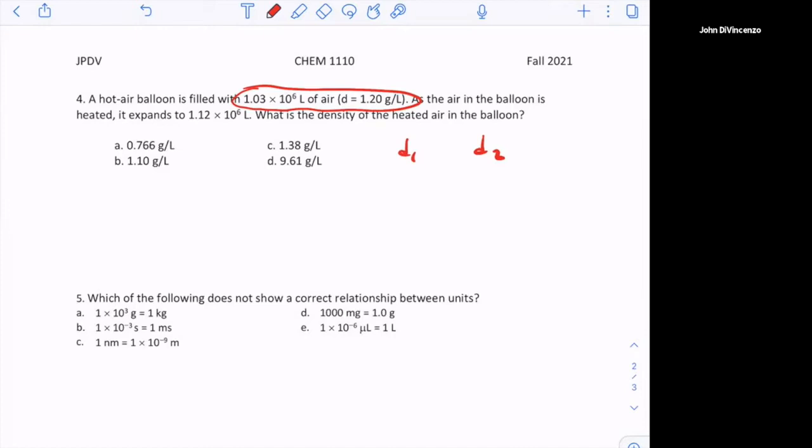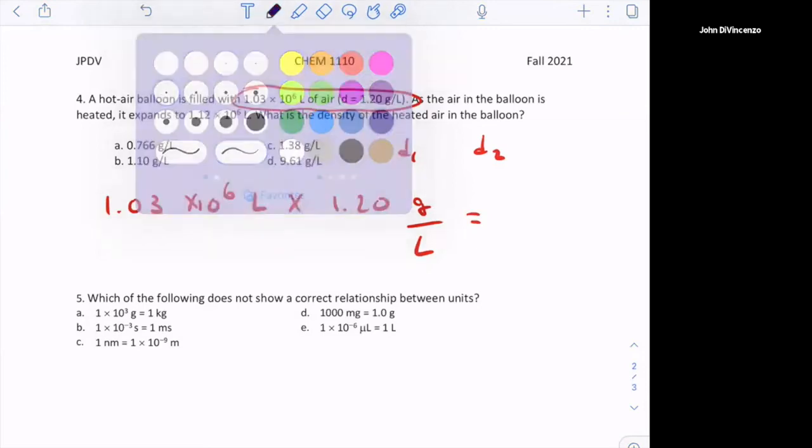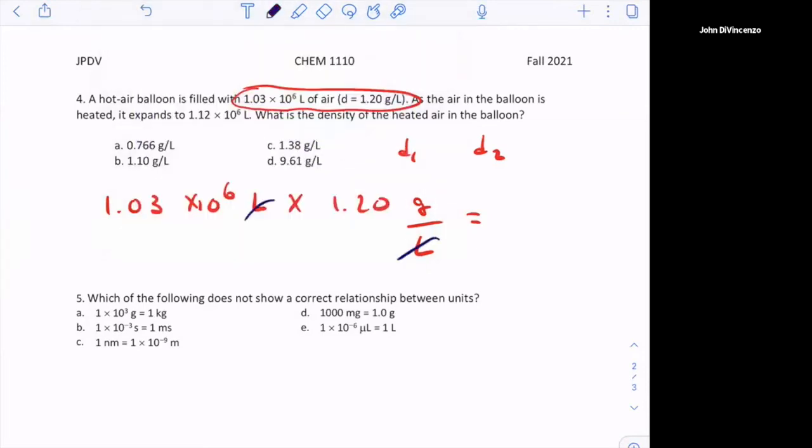So since we have 1.03 times 10 to the 6 liters, now we want the mass. If we just take that density and do 1.20, did it wrong again, caught myself. I'm going to wind up with the wrong units. 1.20 grams per liter. That will give me the mass of the air in that balloon, right? See, my volumes are canceling out. I'm left with mass. And then once I take my mass and divide it by the new volume, I'll have the new density, and that'll be my answer.